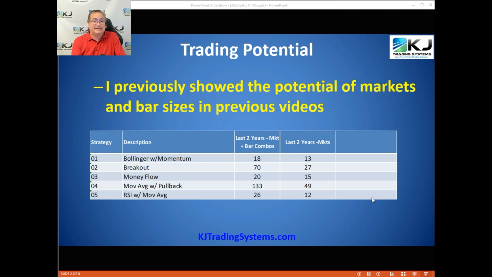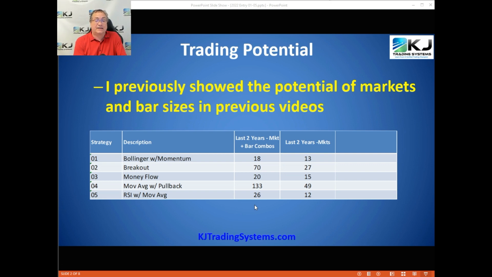And what I've summarized here are the market and bar combinations. That's this third column over. And what that means is, let's say a strategy worked good the last 2 years on crude oil 60-minute bars. Well, that would be one combination. Let's say it also worked with 120-minute bars with crude oil. That would be a second combination. Let's say it worked with gold daily bars. That would be a third, and so on. So it's a combination of markets and bar sizes, how many worked over the last 2 years.